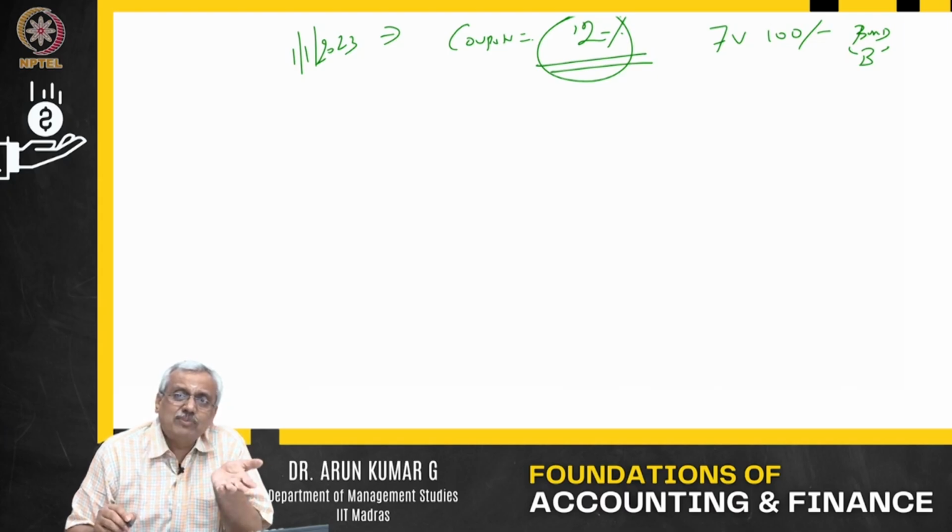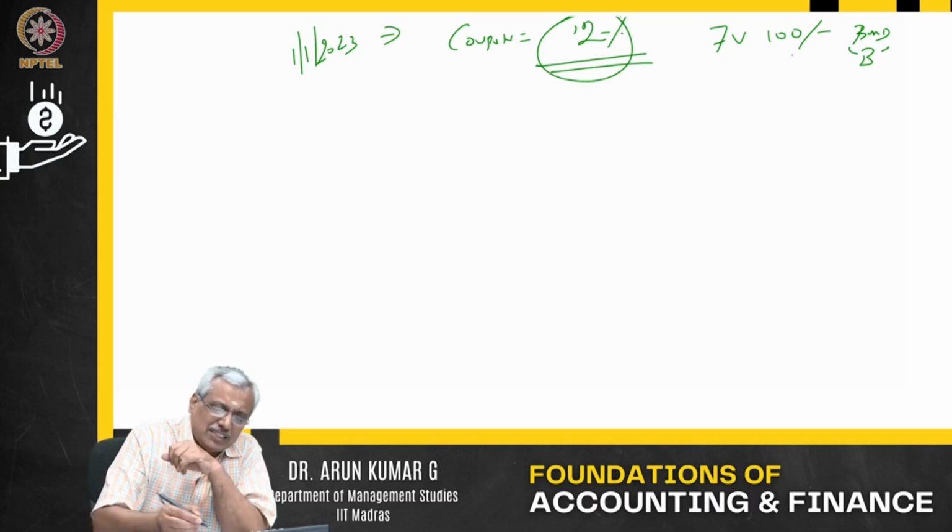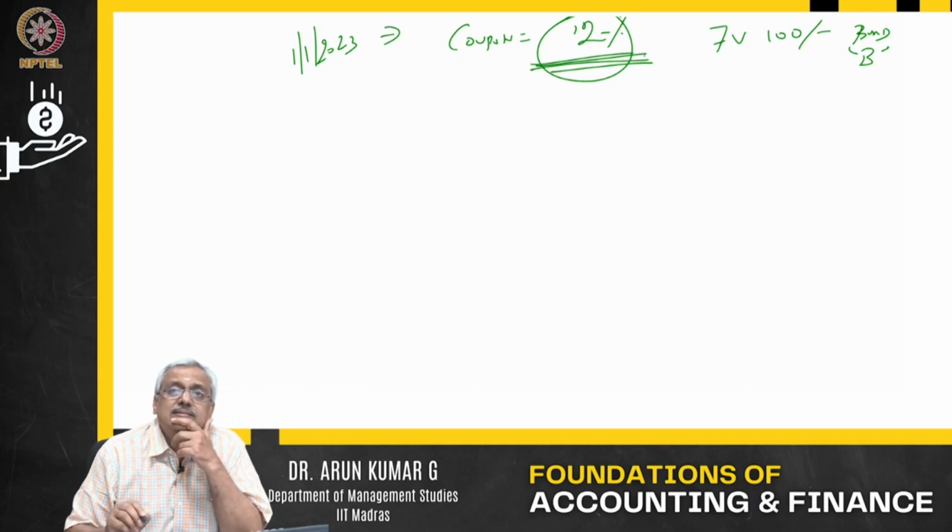So I will not buy that bond in the market, I will rather go and buy the new bond, because the prevailing interest rate in the market for similar risky instruments is 12%. How do you say similar? There are factors to compare, don't worry about that.